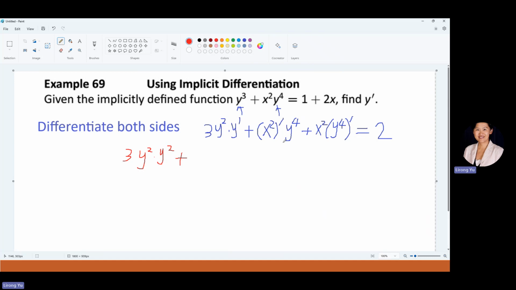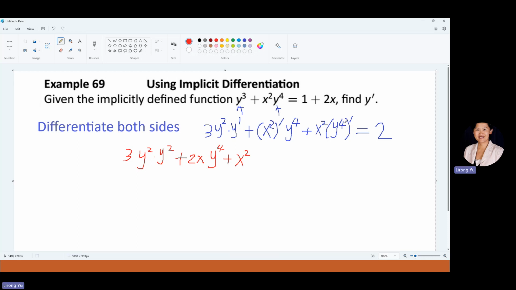When we're doing this one, you will get 2x because that's the derivative of x squared. And then the y to the fourth is part of the factor. There's no differentiation for the y term. Right, now this one, we have the x squared stay. We're differentiating this. How do you get the y squared?